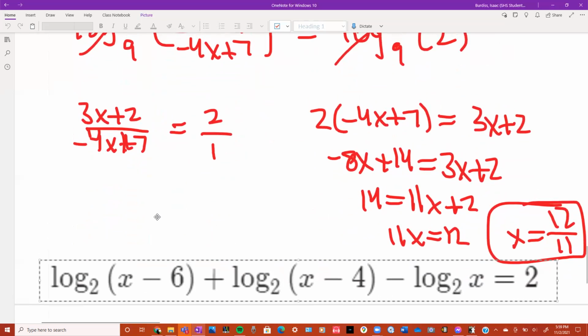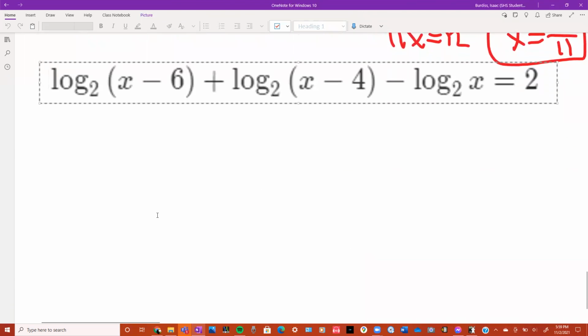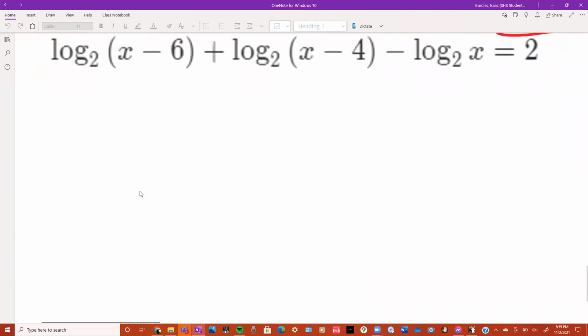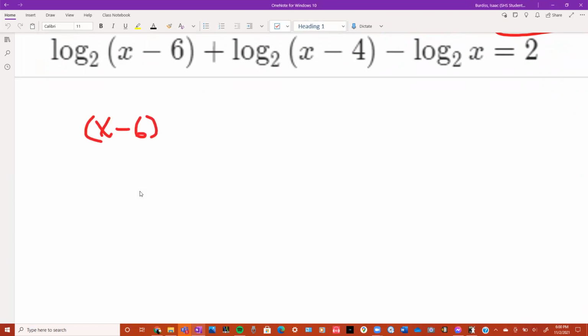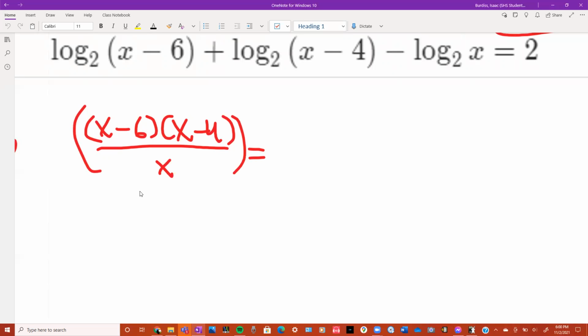Sorry, I forgot to scroll down again. I'm doing this on my iPad and then recording with my computer since my iPad's messed up. So that was the solution. Okay. Now we're doing it again. We add these so they're being multiplied. So then you subtract x, and that equals 2. Oh wait, we have to have the log here. Sorry, log base 2, and then that is just 2 there.